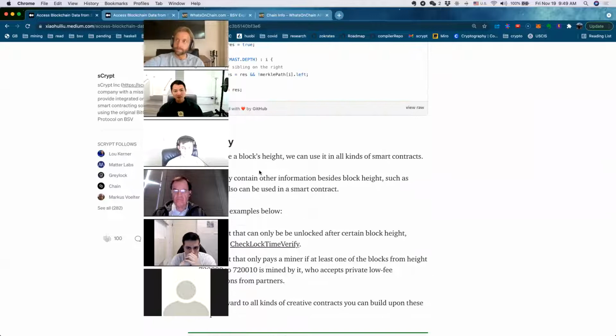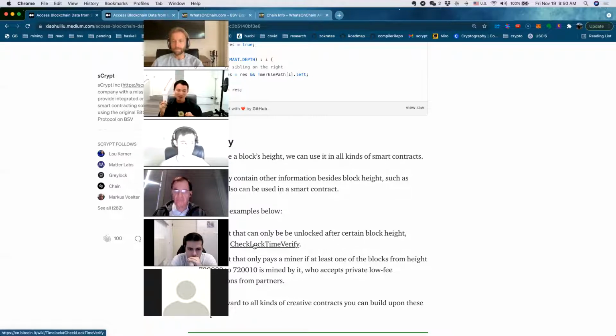So once we have the height information, this is additional information you can trust, and then you can do all kinds of things. I just showed one example here. You can do a check lock time. If you know about BTC or BCH, they have this opcode, OP_CLTV. And we get rid of it. So actually it's another way.